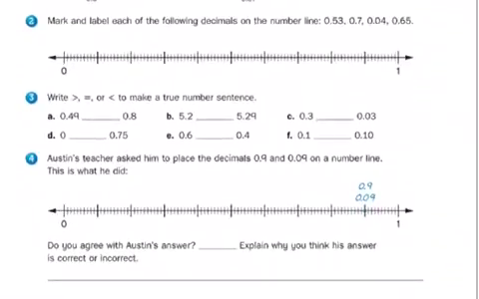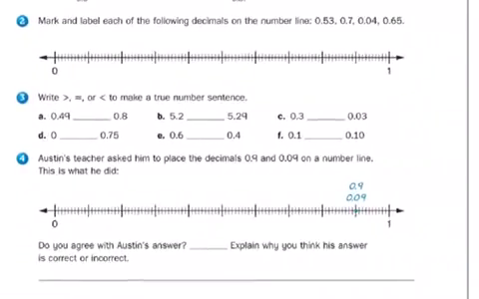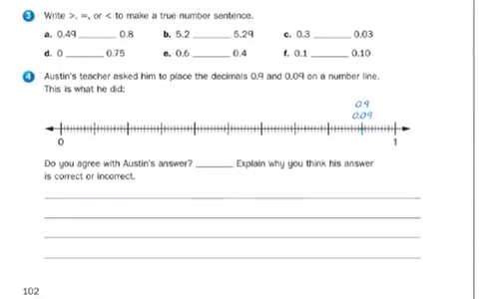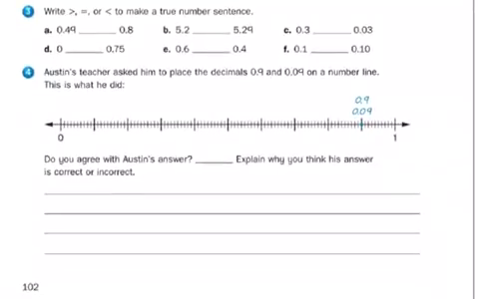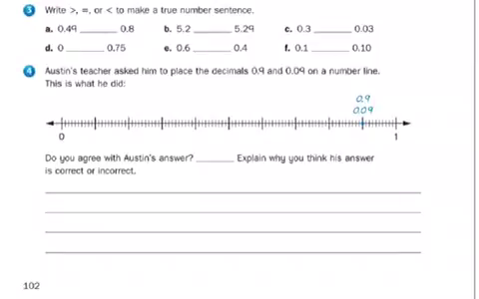You need to make true number sentences in problem number 3. Make sure you're taking care of that. And then I love number 4. Austin's teacher asked him to place decimals 9/10 and 9/100 on a number line. This is what he did. Do you agree with Austin's answer? And then explain why you think his answer is correct or incorrect.